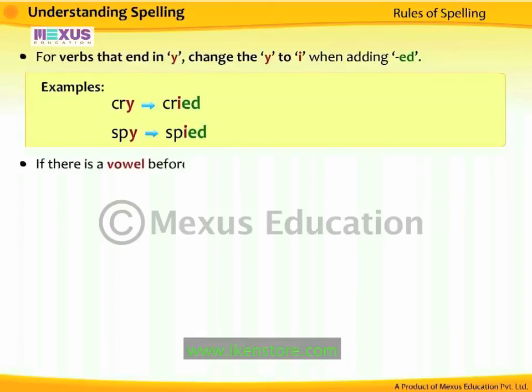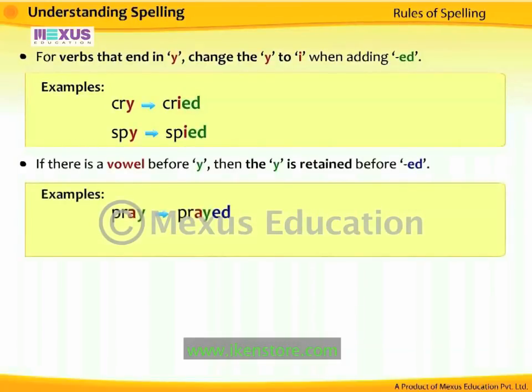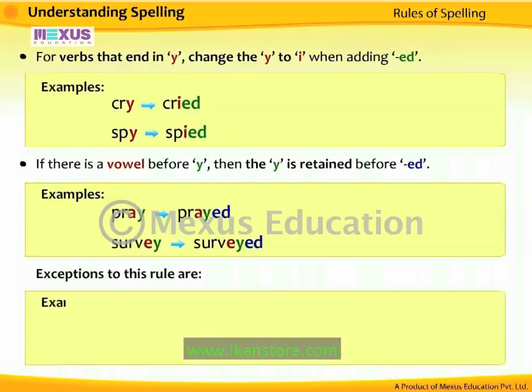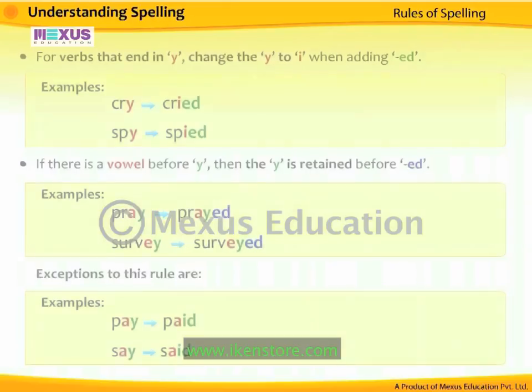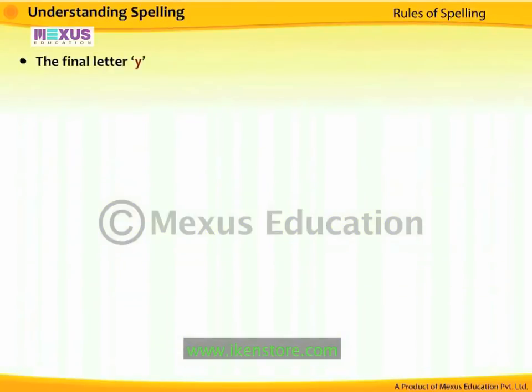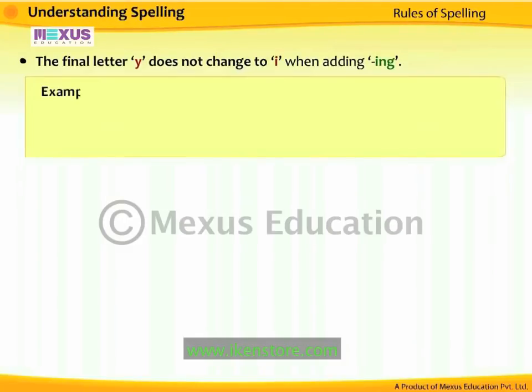If there is a vowel before Y, then the Y is retained before ed. So, the Y is retained in prayed and surveyed. Exceptions to this rule are PAID, paid, and SAID, said. The final letter Y does not change to I when adding ing. Thus, the Y is retained in frying and spying.